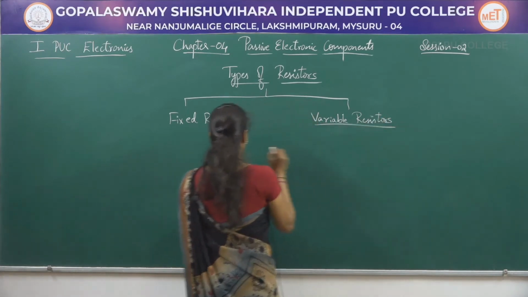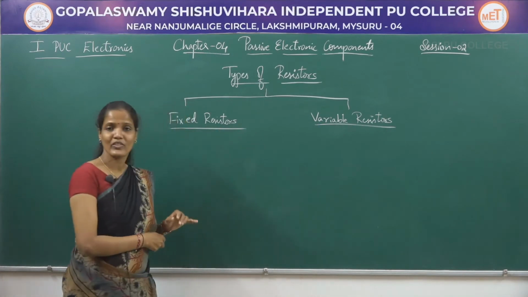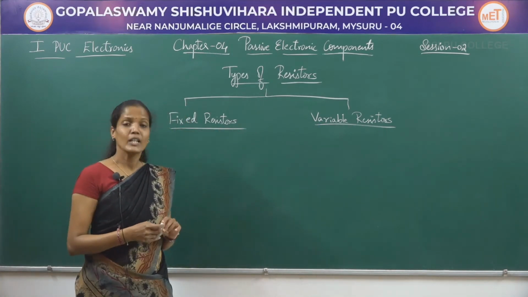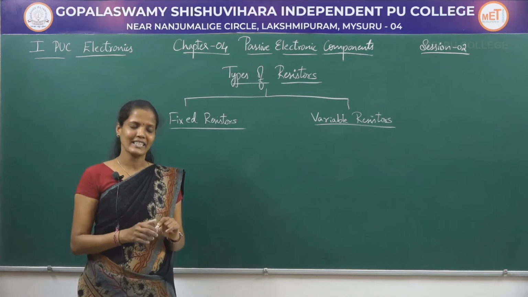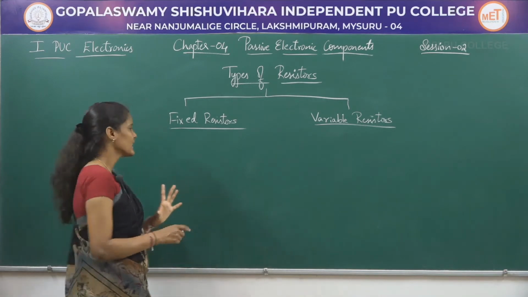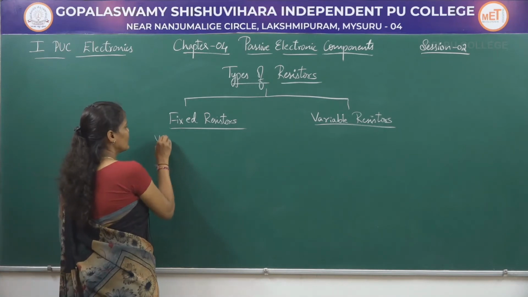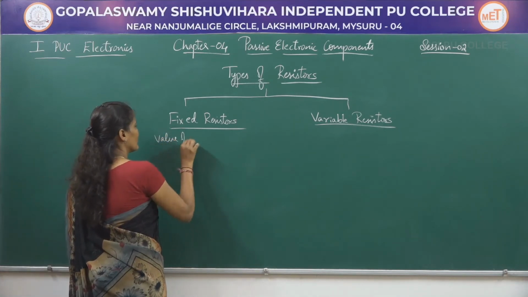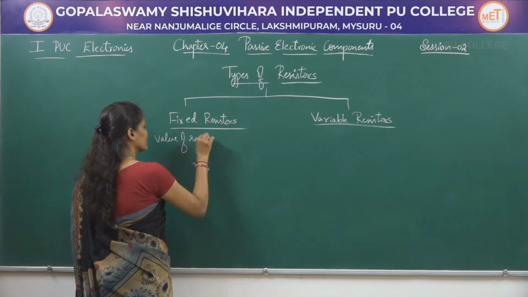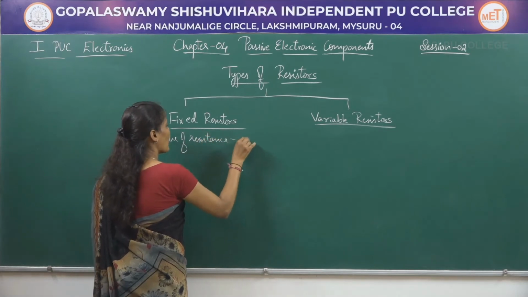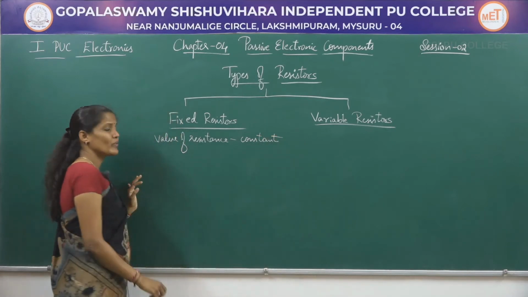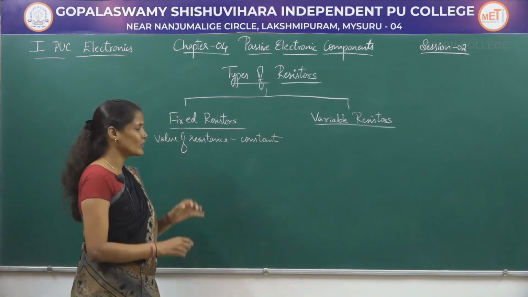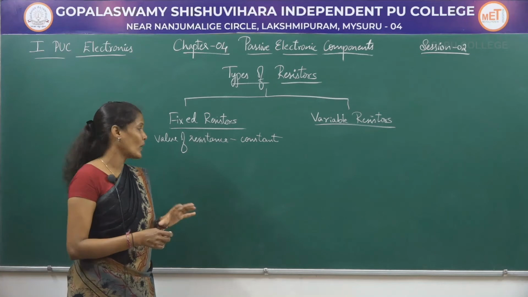So now let us try to understand what exactly are fixed resistors and variable resistors. Fixed resistors are the resistors in which the value of the resistance is constant. So its value is fixed, its value is constant, you cannot change its value.